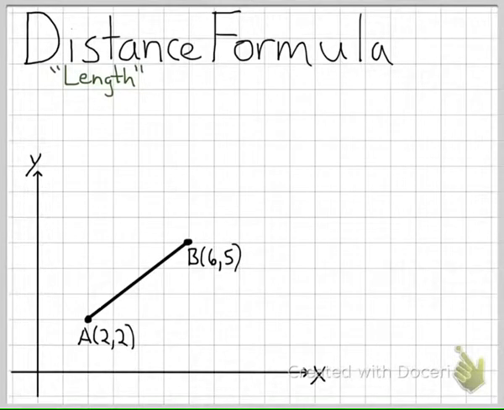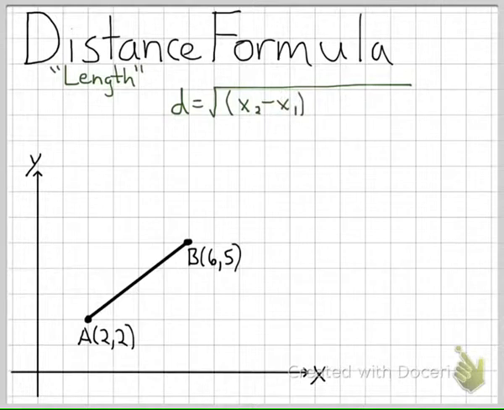When we use the distance formula, we also want to think of that as giving us the length of a segment. So we have a segment AB on our graph, and we want to find the length of it. This will also give us the distance between the points A and B. The distance formula is the square root of x2 minus x1 squared plus y2 minus y1 squared. So we're going to apply it to the segment that we have.